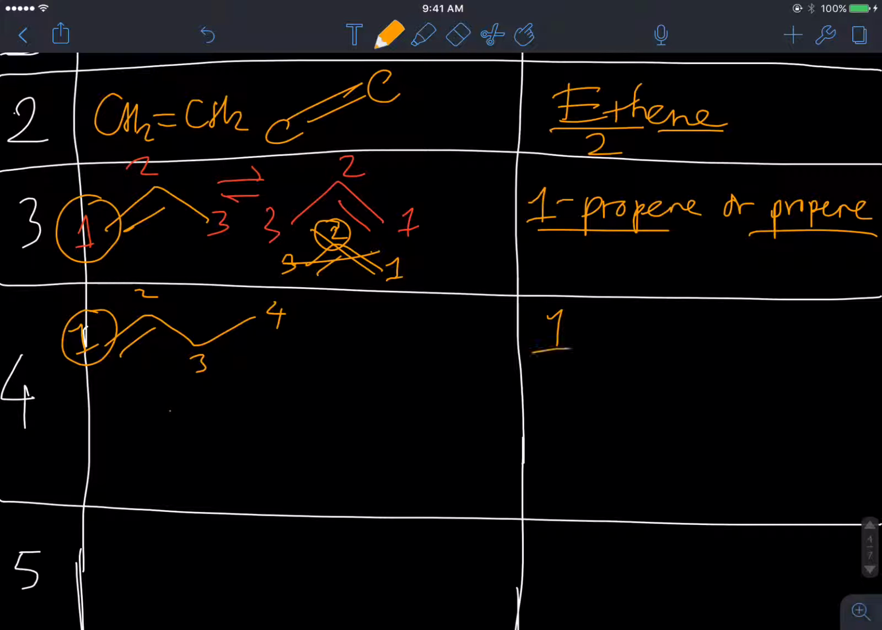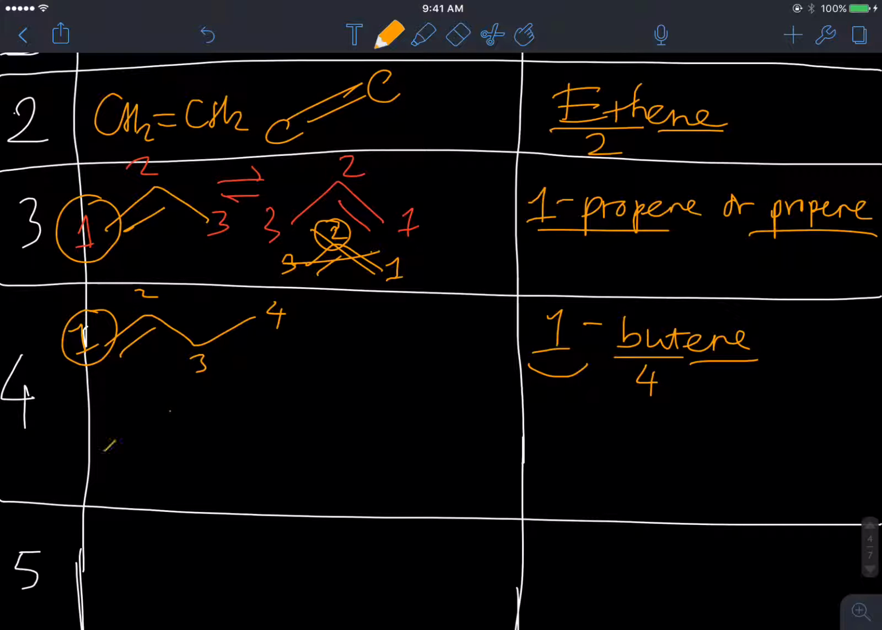So we need 1-butene. We cannot eliminate number 1 because number 1 right here stands for the location. BUT stands for 4 carbons. And ENE stands for suffix.